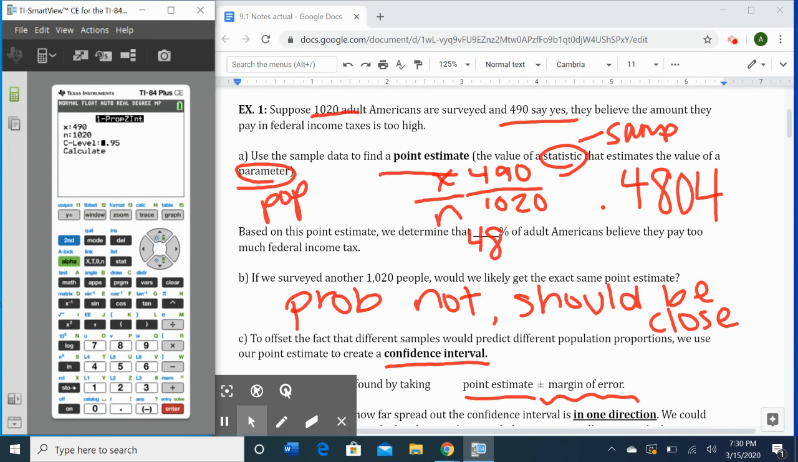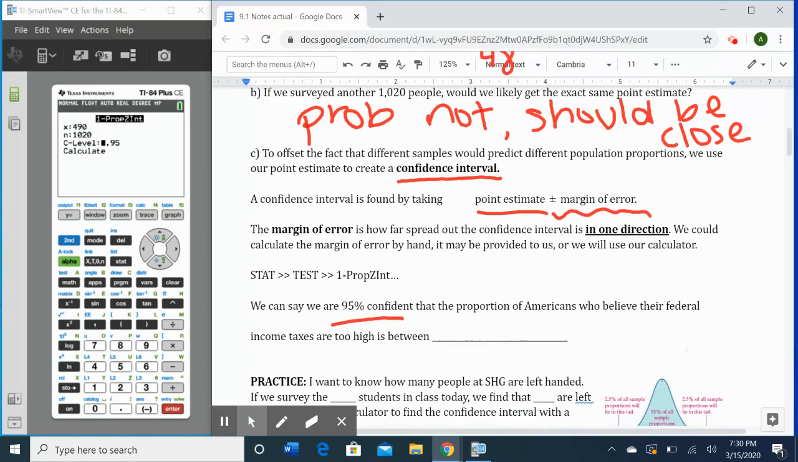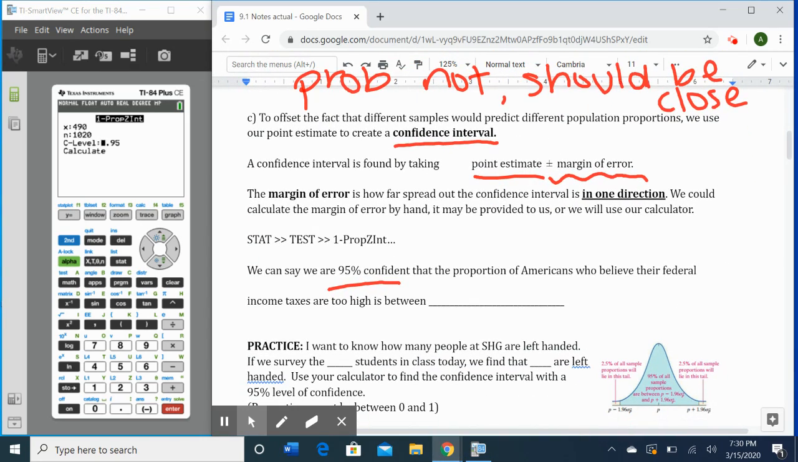And then I want my confidence level to be 95%. So I use a C-level of 0.95. And then I'm going to hit enter, and I'm going to calculate the confidence interval. So we can say we are 95% confident that the proportion of Americans who believe their federal income taxes are too high is between 0.449, which would be 45%, and 0.511, which is 51%. So I am 95% confident that the population proportion is between 45 and 51%.